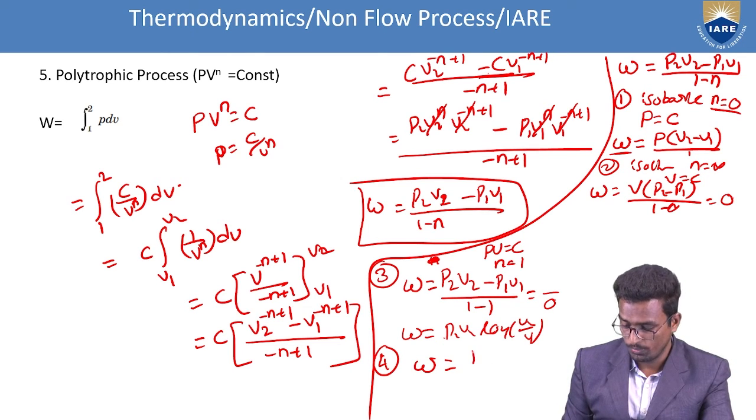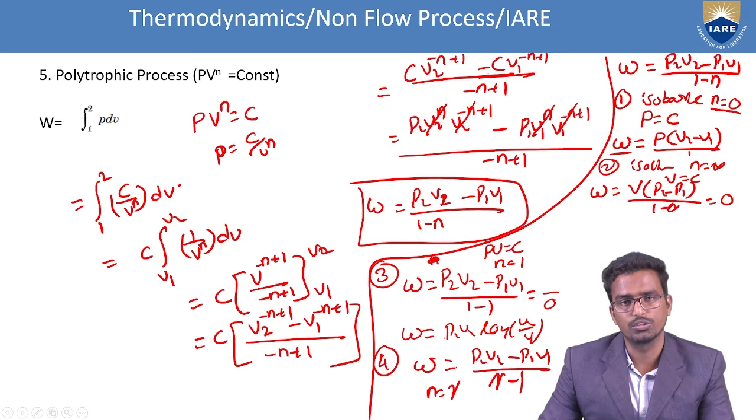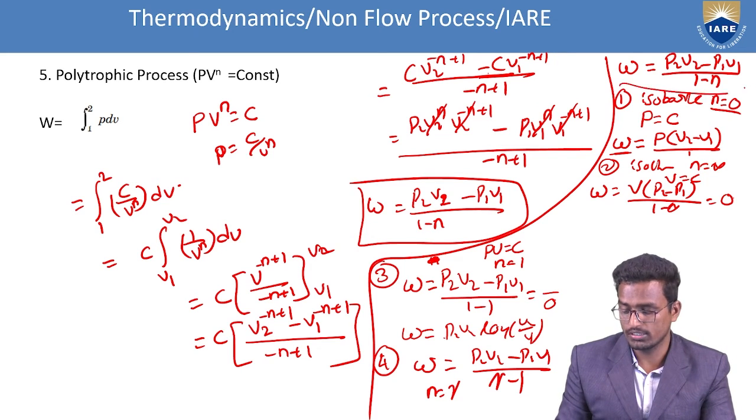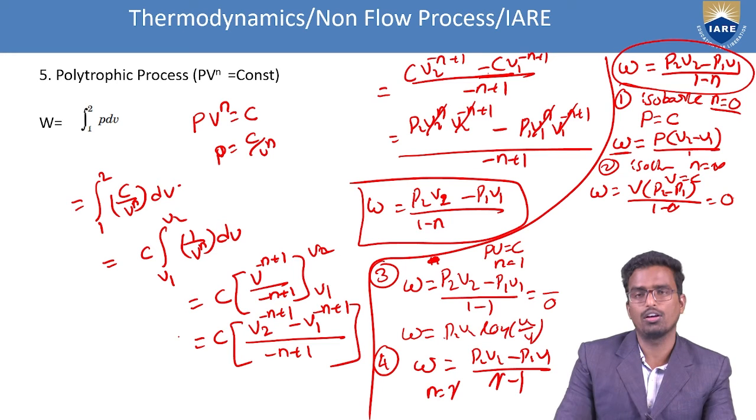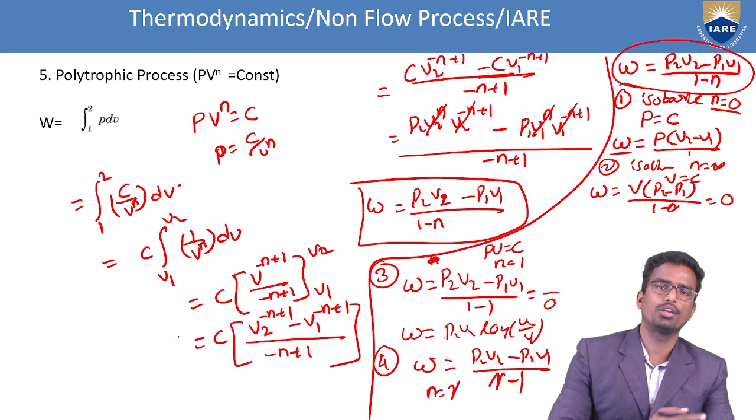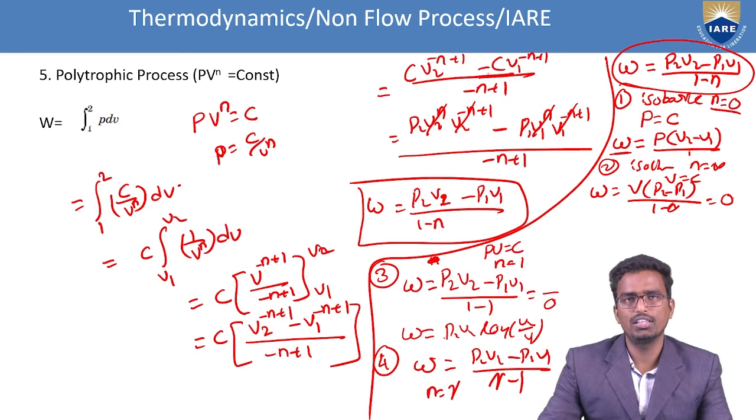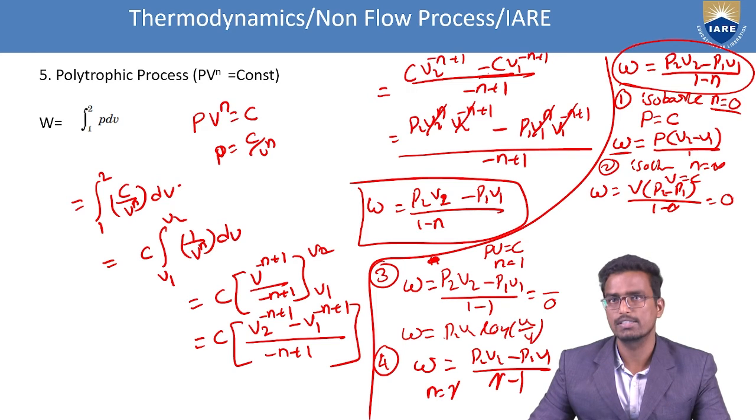W is equal to (P2 V2 minus P1 V1) by (gamma minus 1), because n is equal to gamma in the adiabatic process. You just take the equation of the polytropic process and apply it for all. In this way you can do it, or you can do it individually also. These are the five different types of process for the non-flow process.